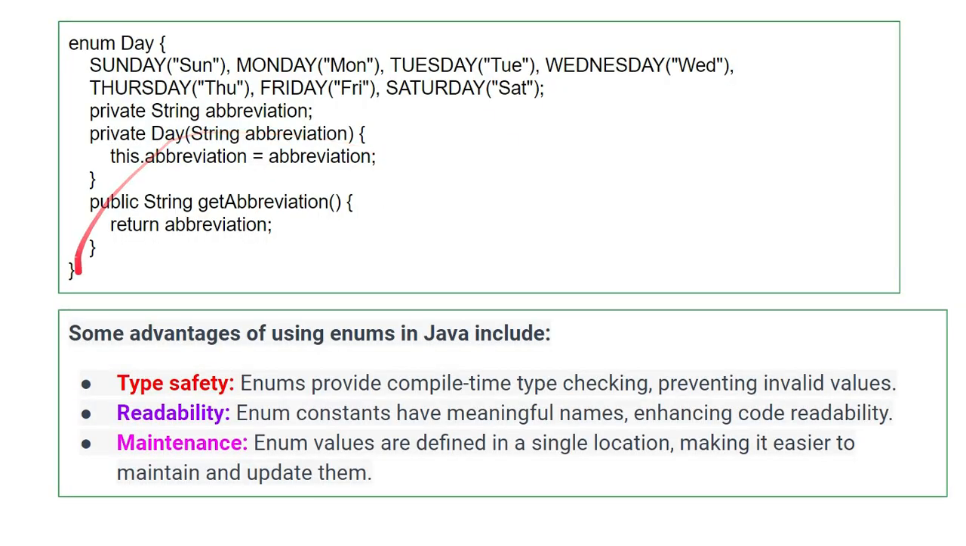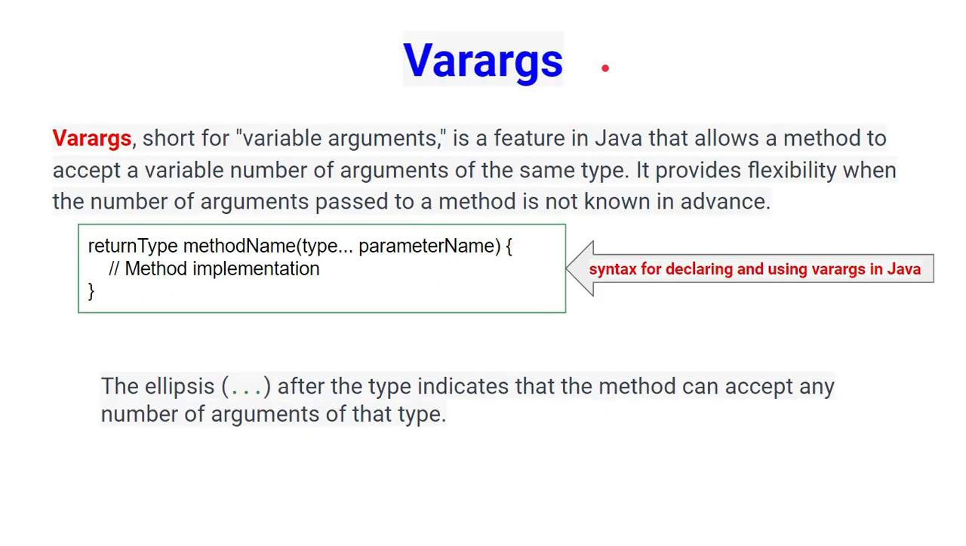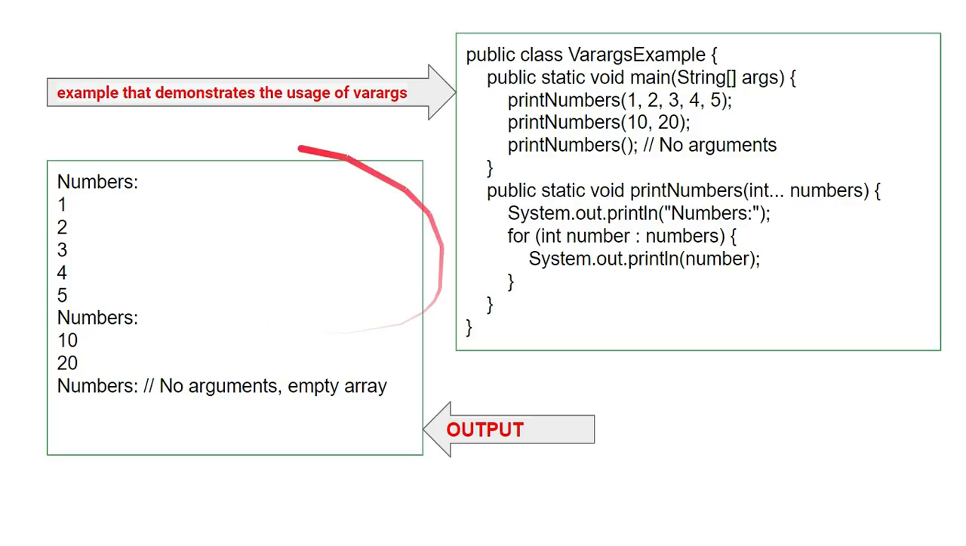This is the type safety, readability, maintenance we already know. Var args, we already know what var args is and how it works. Simply we create one method and give the three dots, so this method is able to accept whatever parameters you send. That is called var args. Three dots, you have to remember it. I have already discussed coding with that also, so you can go and check those videos and understand what var args is. This is the example.